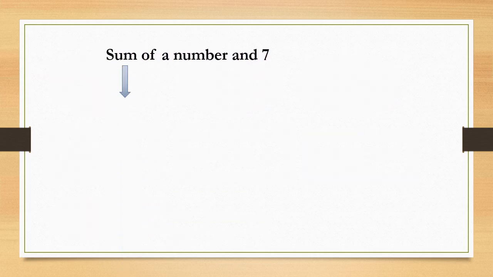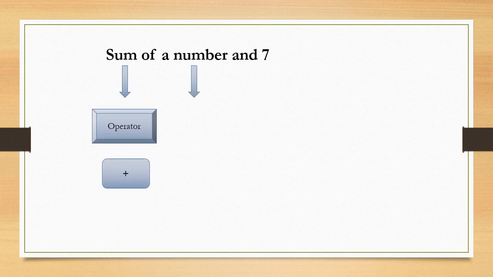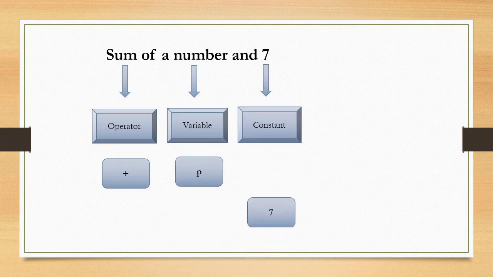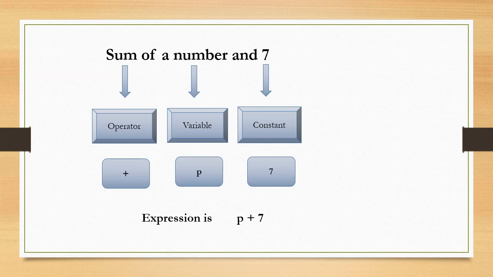Let's consider the term sum of a number and 7. Sum indicates we need to use the plus operator. A number indicates a variable. Here we take the variable as p, and 7 indicates a constant. That means here is the output. We have got the expression p plus 7.